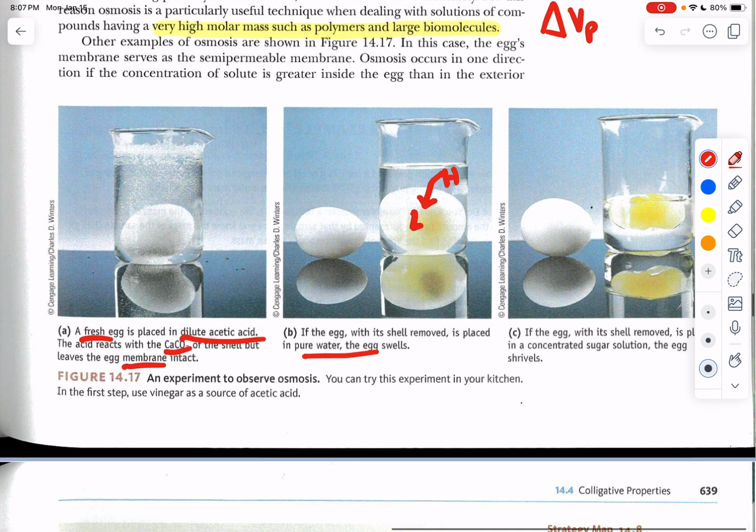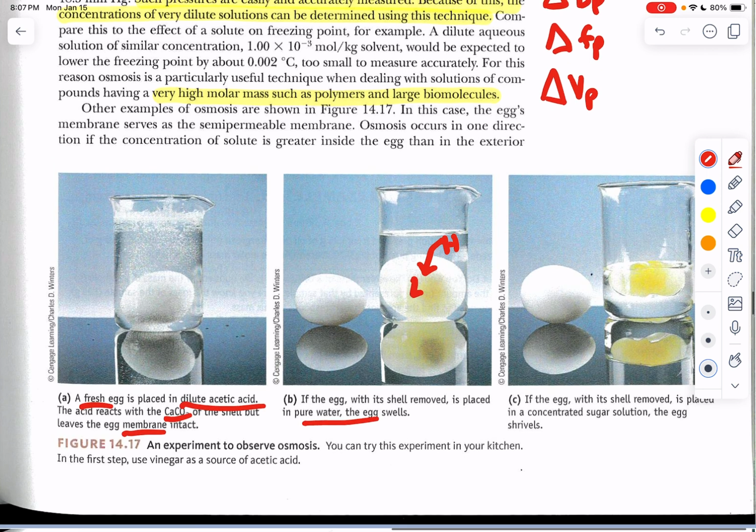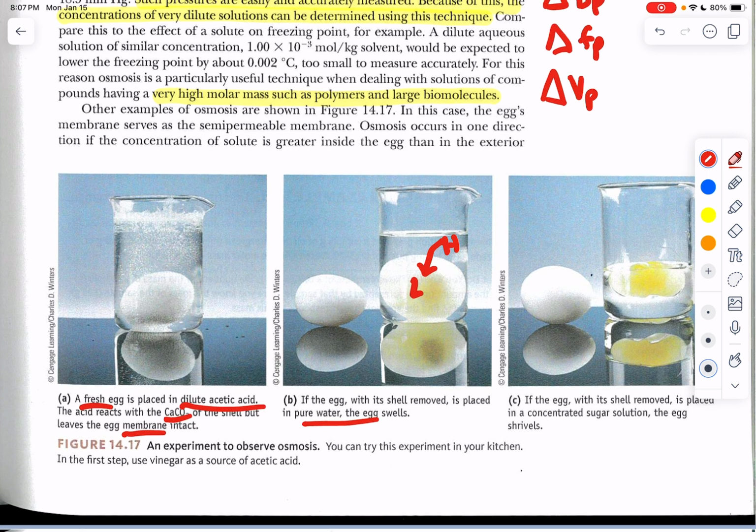In part C, this last picture, if the egg with its shell removed is placed in concentrated sugar water, then the egg is going to get smaller. And the reason for that, of course, is you have high concentrations of sugar on the outside of the egg, which means by comparison, the concentration of water outside the egg is lower than the concentration of water inside the egg, which by comparison is higher. So water diffuses out of the egg and it shrinks or shrivels.